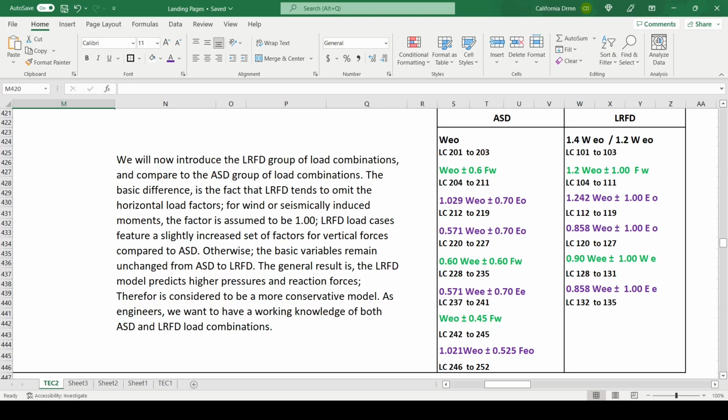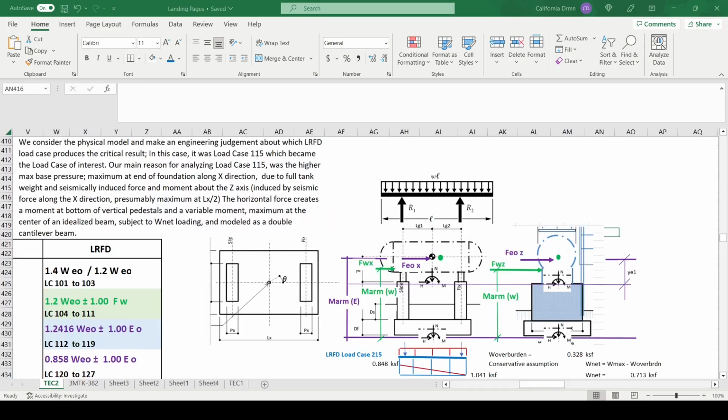The general result is, the LRFD model predicts higher pressures and reaction forces, therefore is considered to be a more conservative model. As engineers, we want to have a working knowledge of both ASD and LRFD load combinations. We consider the physical model and make an engineering judgment about which LRFD load case produces the critical result.